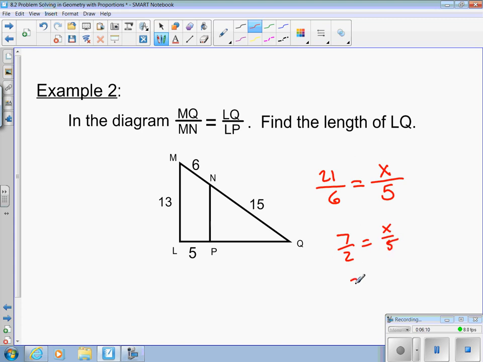And now I get 35 over 2 equals x. My cross products, 7 times 5 divided by 2. And you can leave it like that, or you could figure out how many times 2 goes in there. 17 and a half.